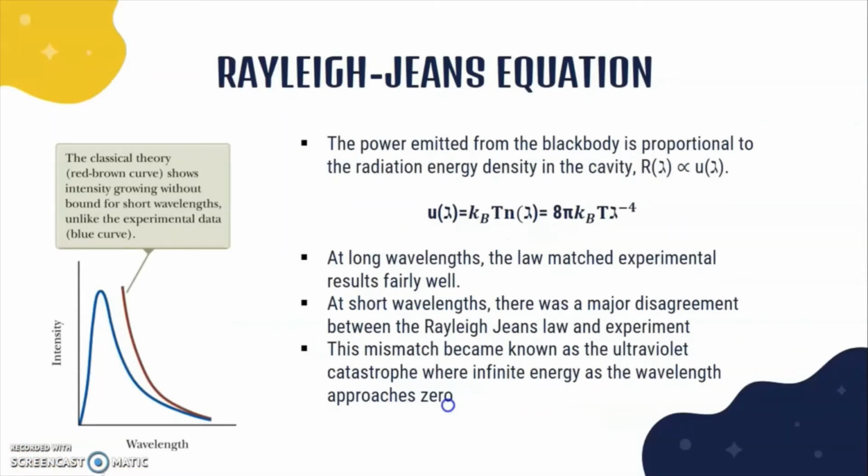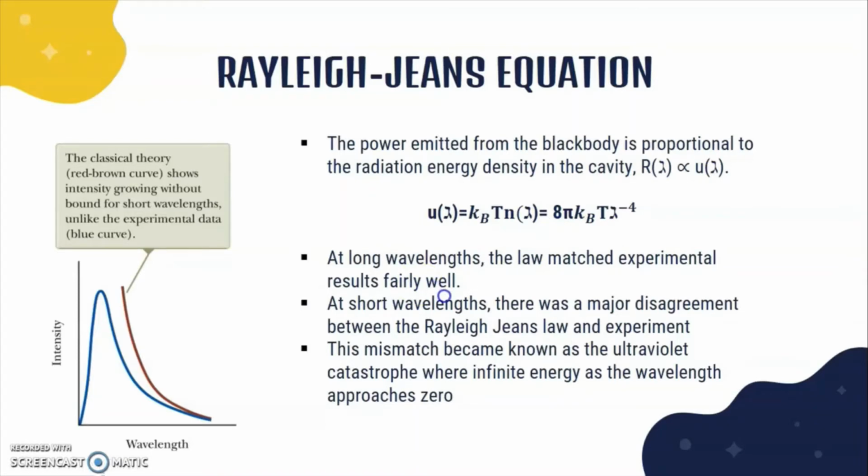The Rayleigh-Jeans equation considers the cavity as it emits blackbody radiation. The power emitted from the blackbody is proportional to the radiation energy density in the cavity. This is the formula for the Rayleigh-Jeans equation, where this value refers to the average energy per mole according to the kinetic theory. Meanwhile, this value refers to the modes in the cavity in the range d lambda.